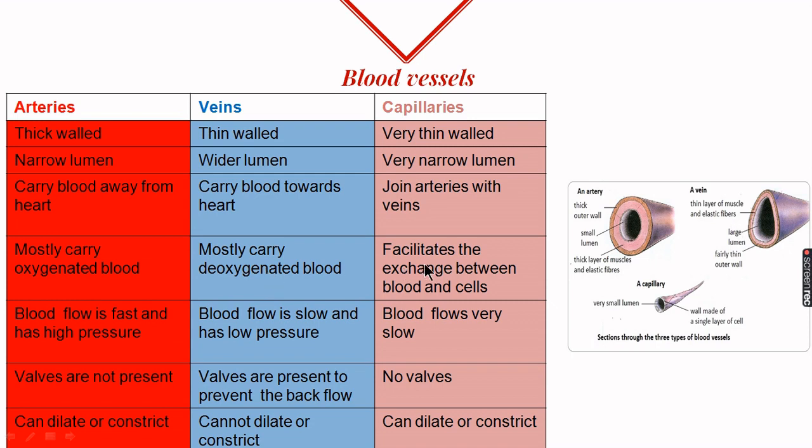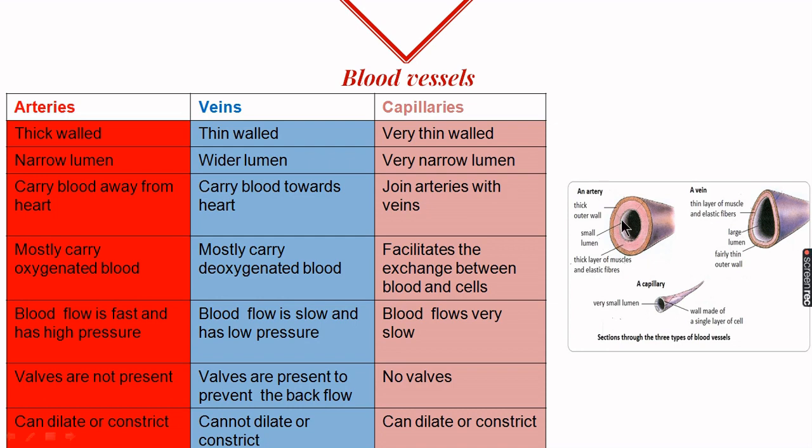Now, because the walls of the capillaries are very thin, things can pass in and out of them. As a result, they facilitate the exchange between blood and cells. Let's see this figure now. We can see the wall of an artery is very thick, made up of muscles and elastic fibers. As a result, the walls of an artery can dilate or constrict. But the walls of the vein are thinner, having fewer muscles and elastic fibers. As a result, they cannot dilate or constrict.